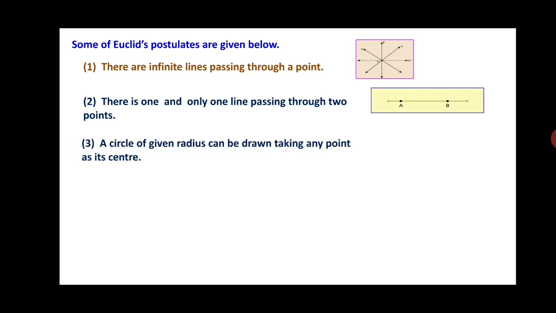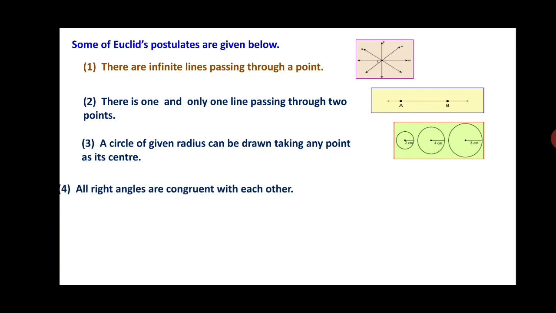A circle of given radius can be drawn taking any point as its center. See the figure. The radii are different but the circle can be drawn. Fourth one, all right angles are congruent with each other as the measurements are equal. In the figure you can see these all three angles are there whose angular measure is 90.